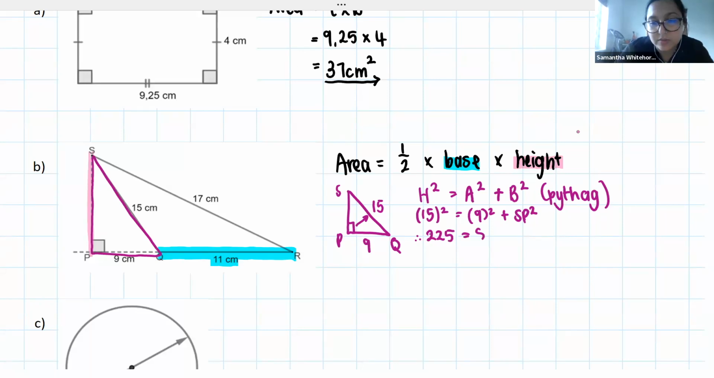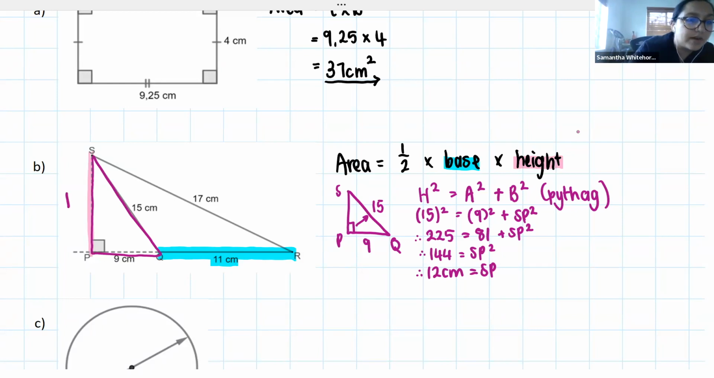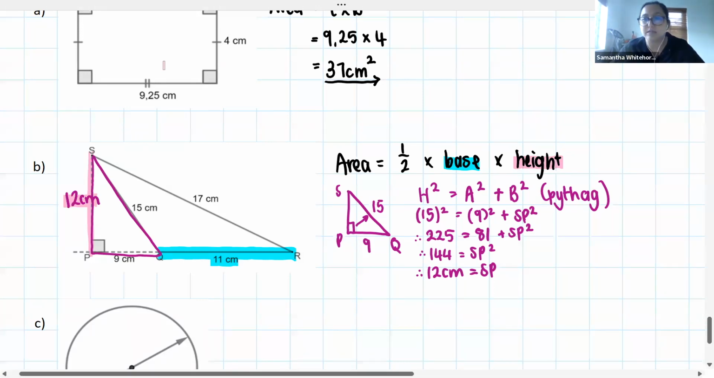225 is equal to 81 plus SP squared. I would subtract 81 on both sides, and I would get 144 is equal to SP squared. Remember, we need to square root both sides. So we get just SP, and so SP is equal to 12. And so what I've now worked out is that the height of my triangle is 12 centimeters.